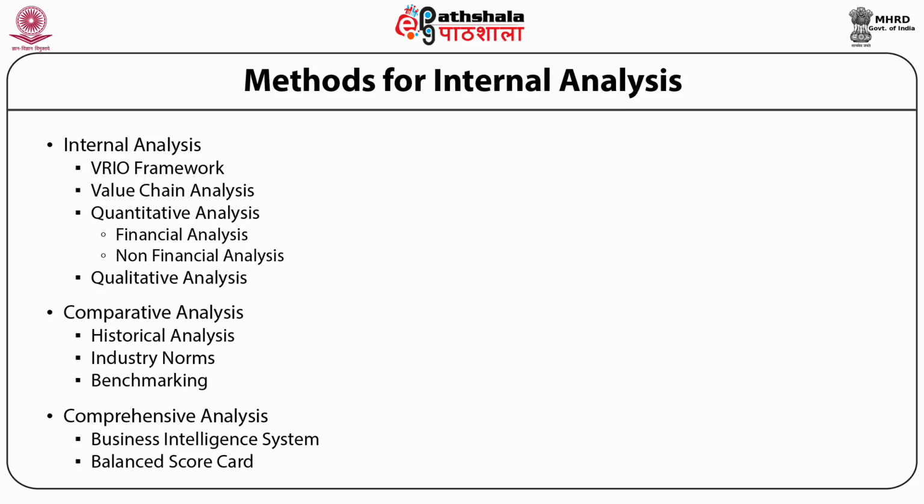Along with the internal analysis, comparative analysis plays a critical role, where the historical analysis is done, industry norms are identified, and a benchmarking approach is used to analyze the position of the company with the best in the industry. And finally, the business intelligence system and the balanced scorecard are used to do the comprehensive analysis that helps to achieve the internal analysis process.